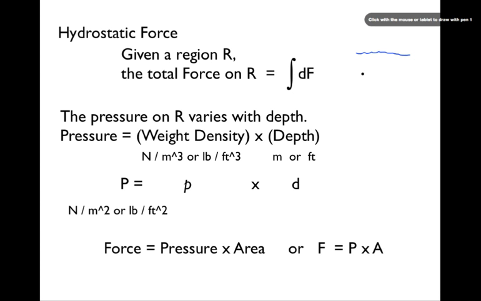So just an easy example here. Let's do a rectangular plate underwater, say 8 feet by 3 feet, a vertical plate. So I find the area of the plate first, right? 24 feet squared.